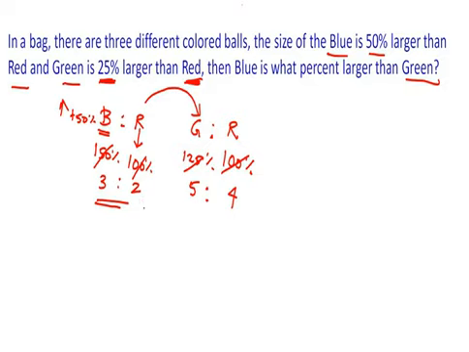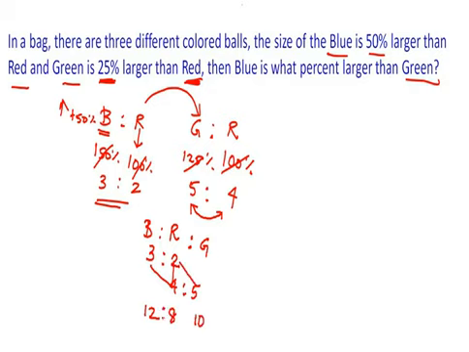Now we have got the ratio between blue and red, green and red separately. Now let's try combining them into a single ratio. So the ratio between blue and red is 3:2 and the ratio between red and green is 4:5. So we are just flipping these two terms to get the ratio between red and green. Now use the Z multiplication. So 3 4s are 12, 4 2s are 8, 2 5s are 10. So the ratio between the sizes of blue, red and green is 12:8:10.